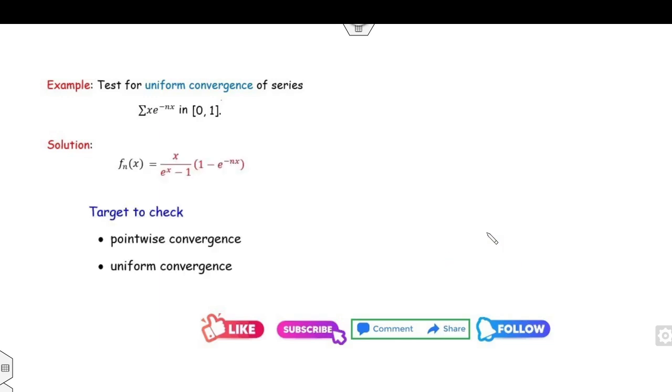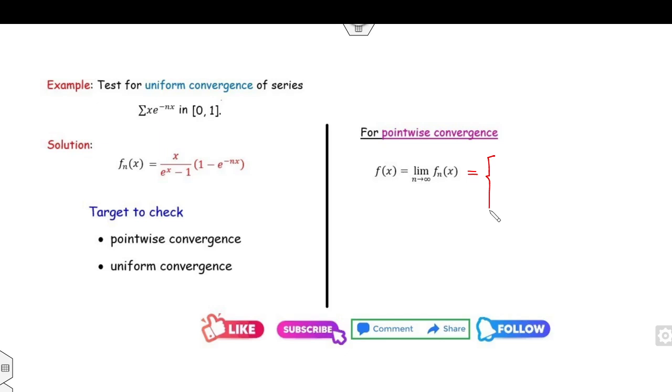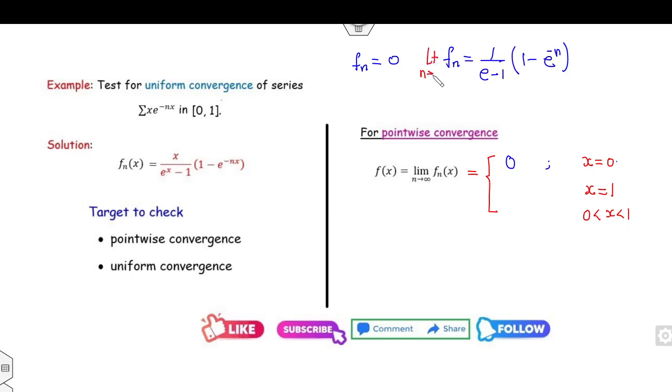Now for the pointwise convergence, the domain is my [0, 1]. I consider the 3 cases: x is 0, x is 1, x lies between 0 and 1. So what is the value of fn(x) when x is equal to 0? It is 0, so the limit is also 0. What is the value of fn(x) when x is equal to 1? 1 over e minus 1, times 1 minus e raised to power minus n. And if you take the limit as n approaches infinity, this value goes to 0.